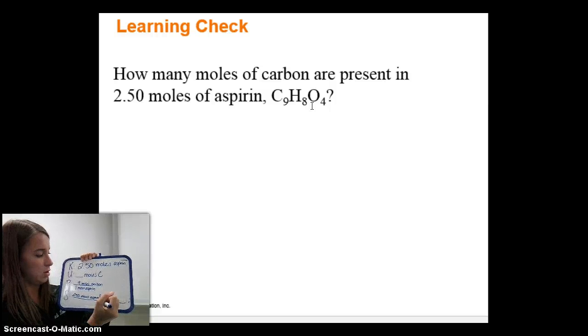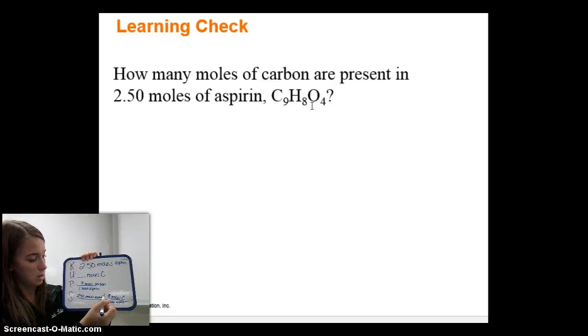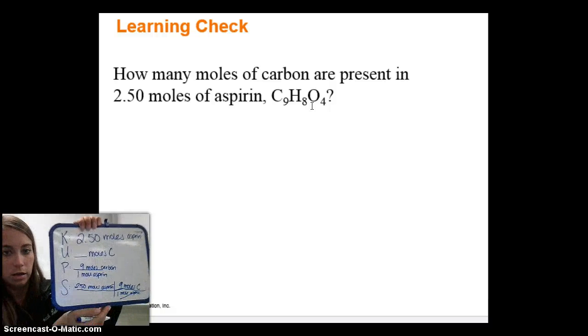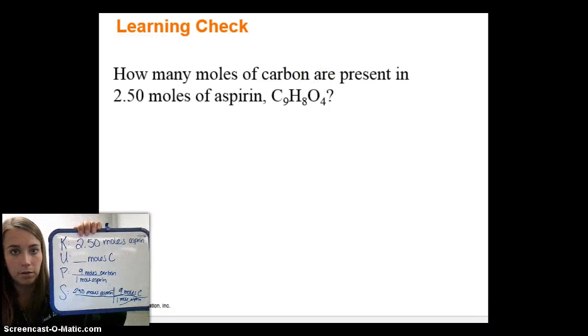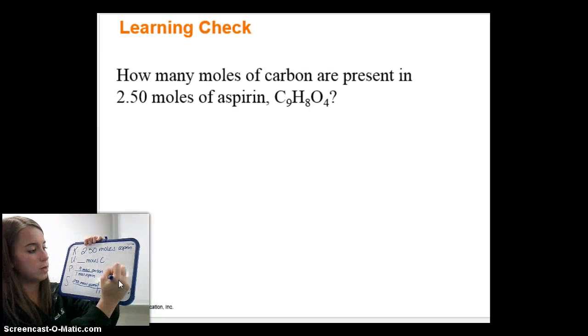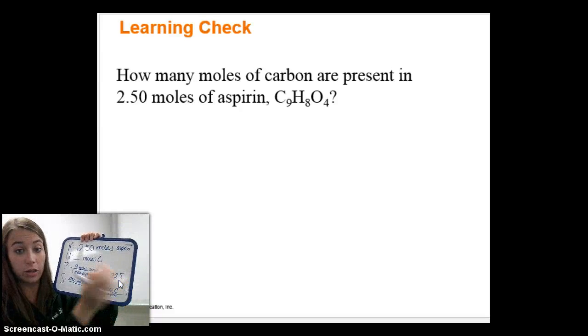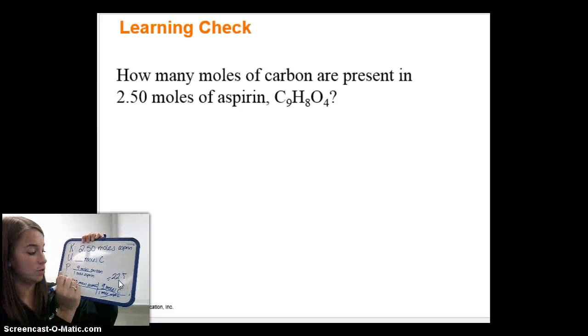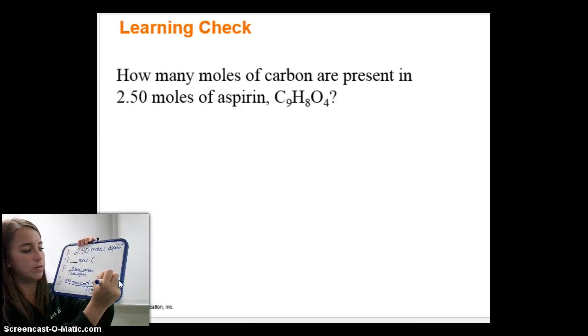So I can put in 1 mole of aspirin down here, so that those will cancel. Then I have 9 moles of carbon. Okay, so these two will cancel. I'll just have to do 2.50 times 9. Pull up my calculator. So that's 22.5 moles. We have to convert it to only 3 sig figs because that's how many we have in 2.50. Oh, that is 3 sig figs. Awesome. So 22.5 moles of carbon is how many we have in there.